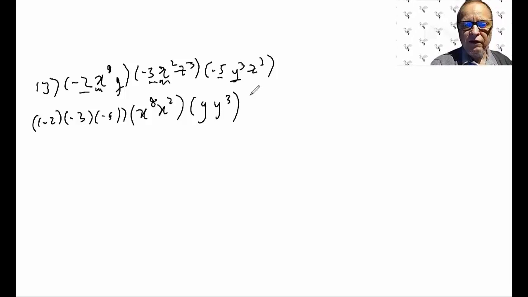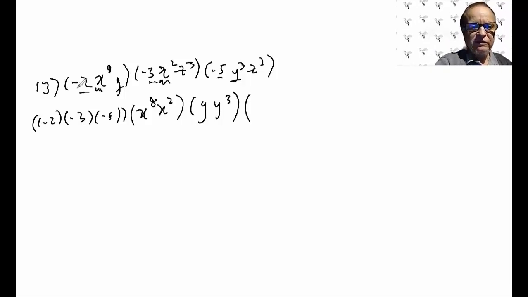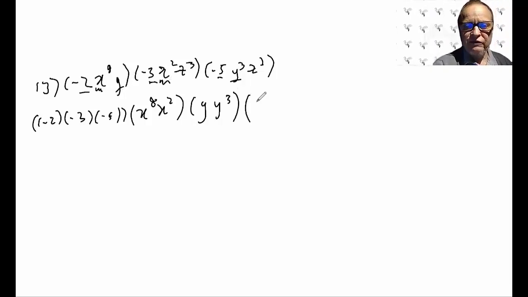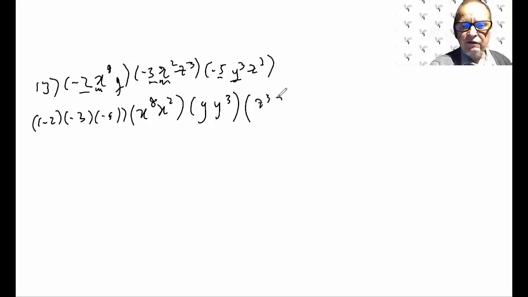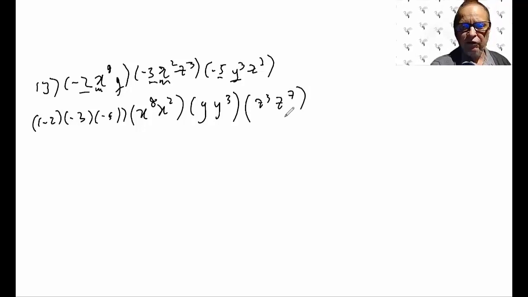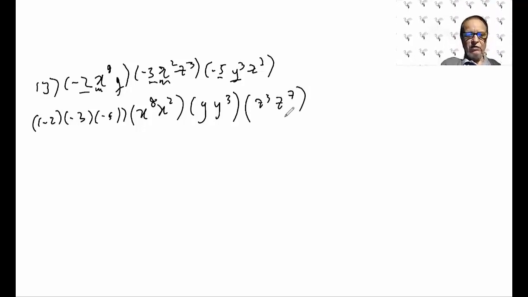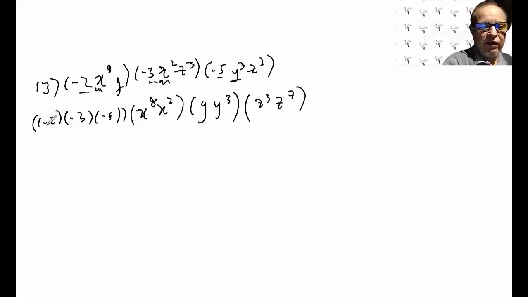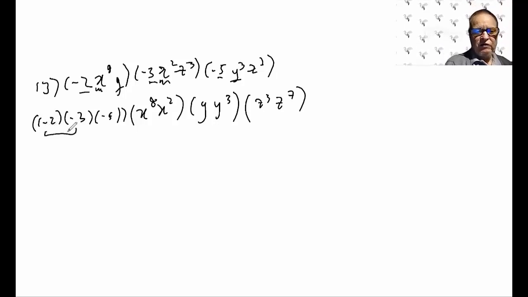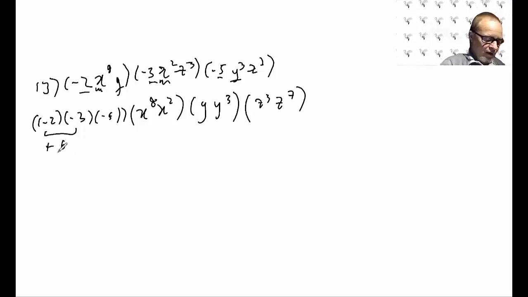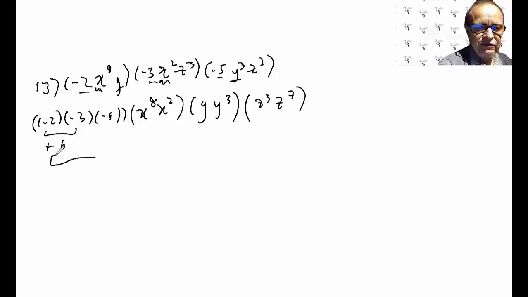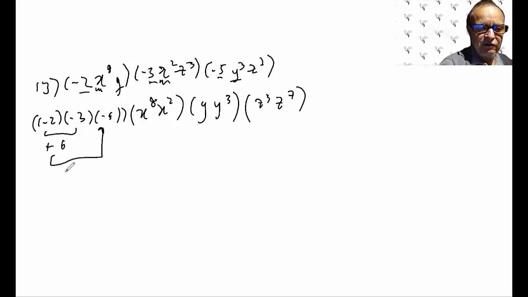And then finally, I'll collect up all my z's. I have no z's here. I have z cubed here. And I have z to the 7th here. So now I'll start to multiply. Well, here I have a negative 2 times a negative 3, and that will give me a positive 6. And then I have a positive 6 times a negative 5, and that'll give me a negative 30.